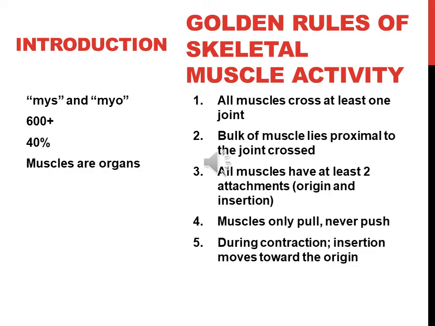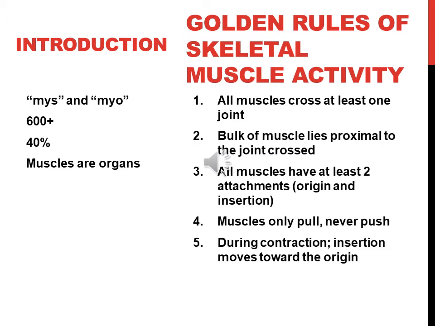So first up, as we start the muscular system, anytime you see prefixes or affixes of any sort with MYS or MYO, it's referring to the muscular system. We have 600 plus muscles in the body. 40% of our body weight is muscles, and muscles are considered organs, and that's an important piece.